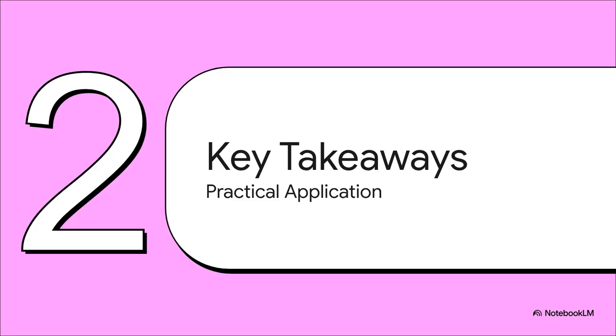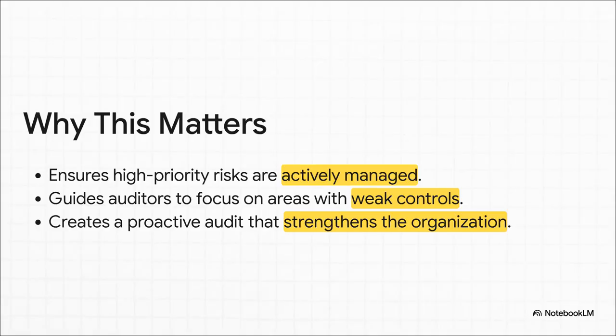All right, let's wrap this up by boiling it all down. What are the key takeaways here, and how does this stuff actually apply in the real world? So what does this all really mean for us? It means the organization's biggest risks aren't just sitting in a report somewhere, they're being actively managed. It means we get to focus our limited time and energy on the areas with the weakest controls, and the end result? A proactive audit that makes the entire organization stronger.